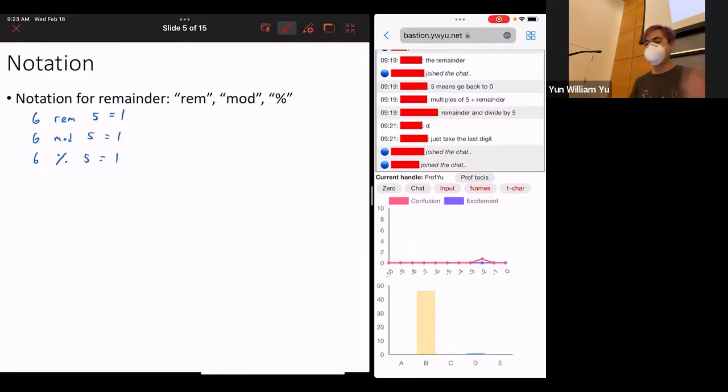Notice that 6 is equal to 5 times 1 plus 1. And so 6 divided by 5 is equal to 1, remainder 1.